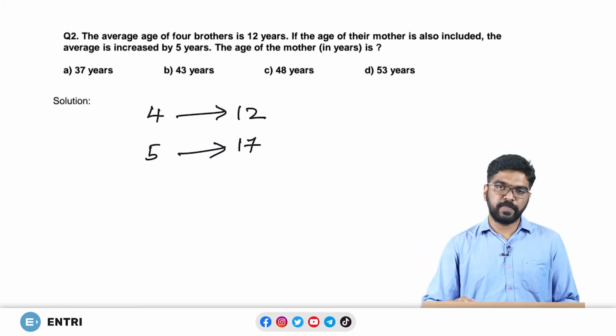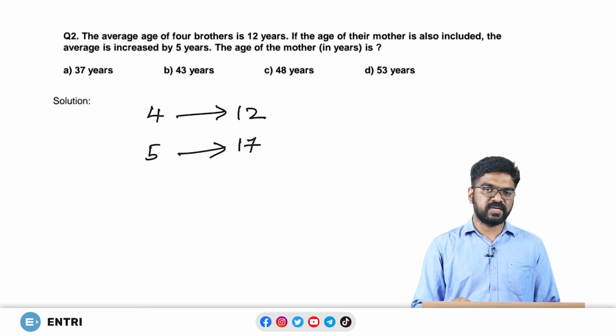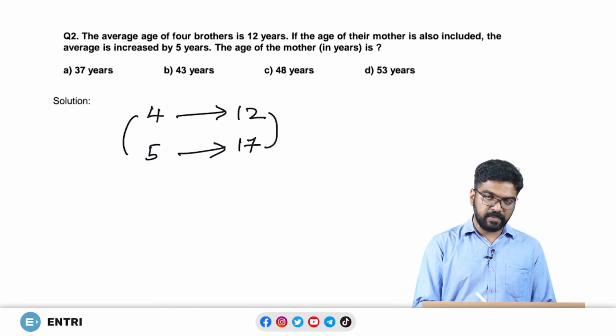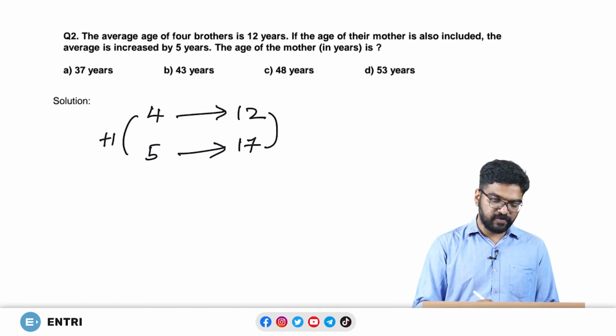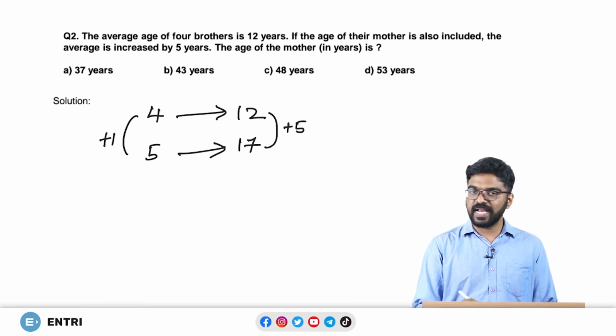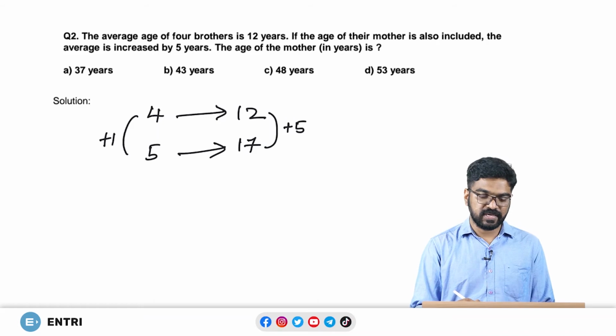Now instead of doing the typical method, what we are going to do is the method which I showed you in the earlier question. What we have to do here is take the differences. So 4 became 5, so there is an increment of 1. 12 became 17, so there is an increment of 5. That means the mother's age will obviously be more than this. That is why there is an increment in their average age.